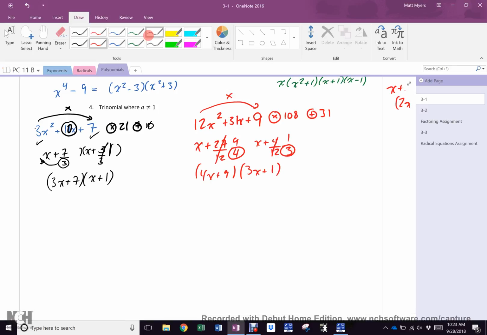And then I can check, because it's factoring, so I never have to be wrong. Is 4 times 3, 12? Is 9 times 1, 9? If the ends are right, the middle's right. Everybody cool?